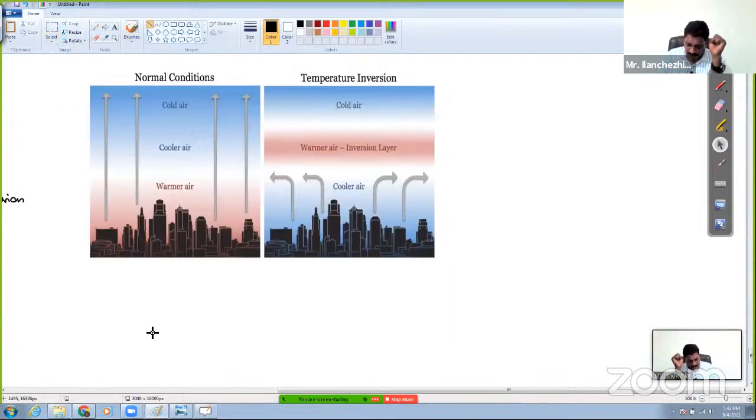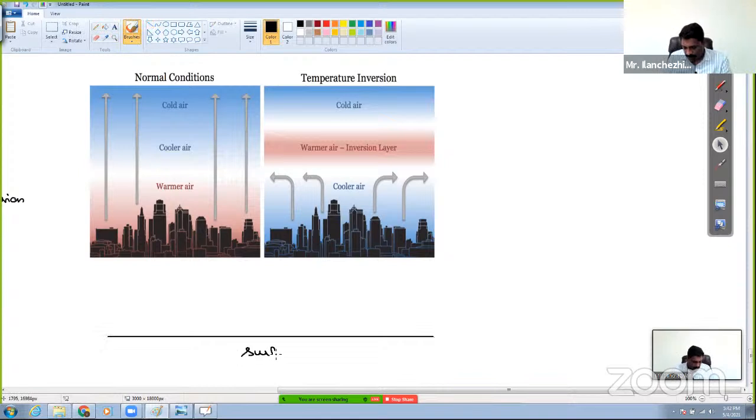I'll redraw it, my friend. So, for example, assume that this is the surface, right? When I talk about the normal temperature condition, my friend, I'll be having a warm air mass near the surface, correct? And above this warm air mass, I'll be having what? One cold air mass. Okay.